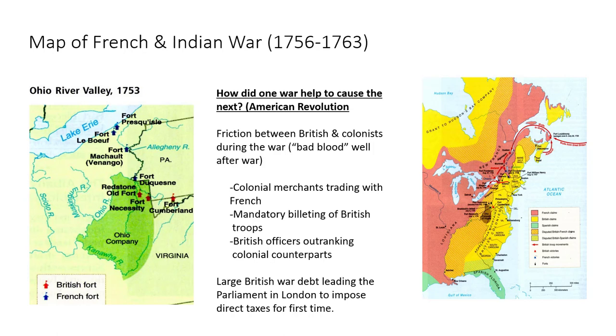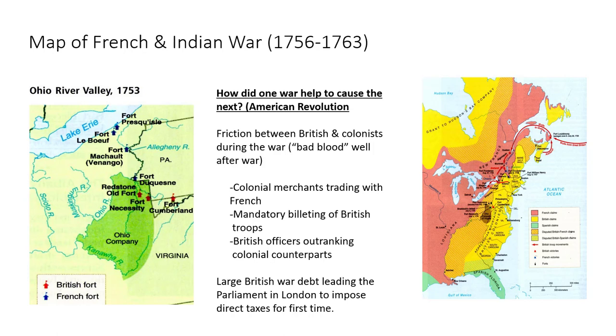Obviously, as it says on the screen, there must have been friction between the British and the colonists, even though they were allies during the war and after the war. And we'll see this kind of bad blood was there at the time and afterwards, and we'll look at least a few of the reasons why. What happened to cause bad blood, even though they were on the same side in this war.